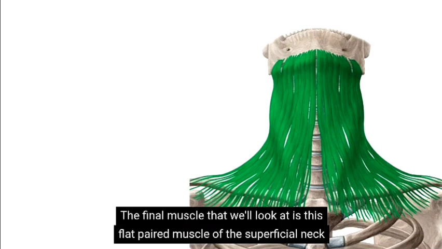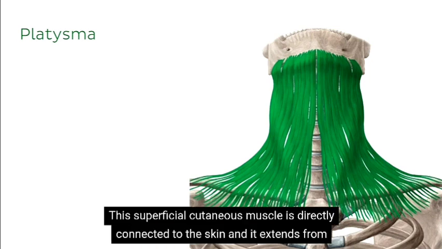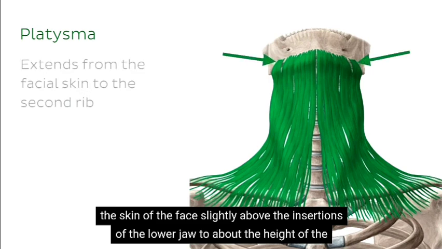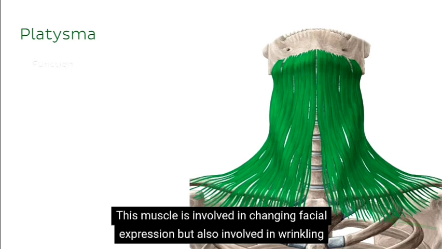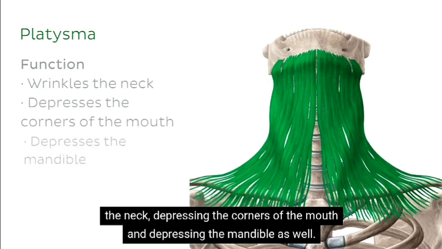The final muscle that we'll look at is this flat-paired muscle of the superficial neck called the platysma. This superficial cutaneous muscle is directly connected to the skin, and it extends from the skin of the face slightly above the insertions of the lower jaw to about the height of the second rib. This muscle is involved in changing facial expression, but also involved in wrinkling the neck, depressing the corners of the mouth, and depressing the mandible as well.